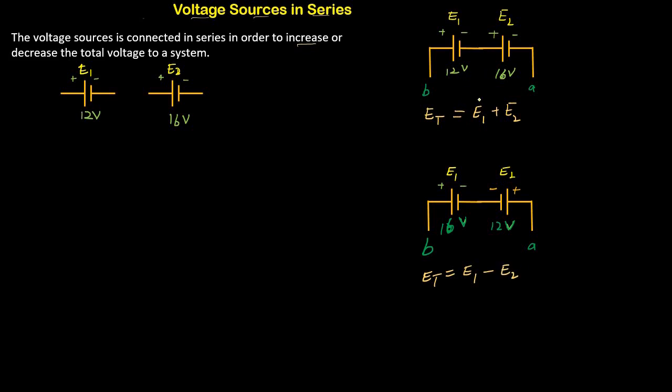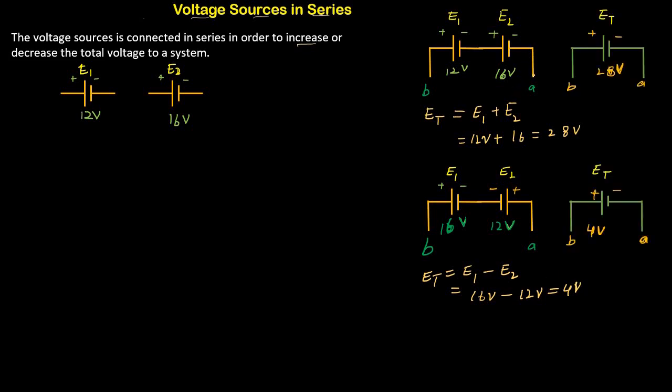Here E1 equals 12 volts while E2 equals 16 volts. So the total potential difference equals 28 volts. The total potential difference across A and B is 28 volts, which is the desired voltage for our analysis. For the other case, the total potential difference would be E2, which is 16 volts, minus E1, which is 12 volts. So the resulting potential difference equals 4 volts.